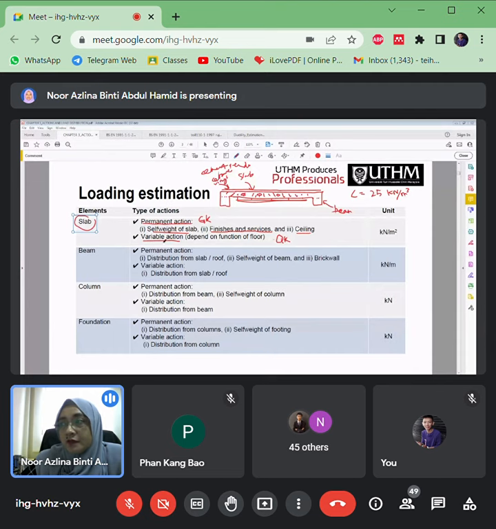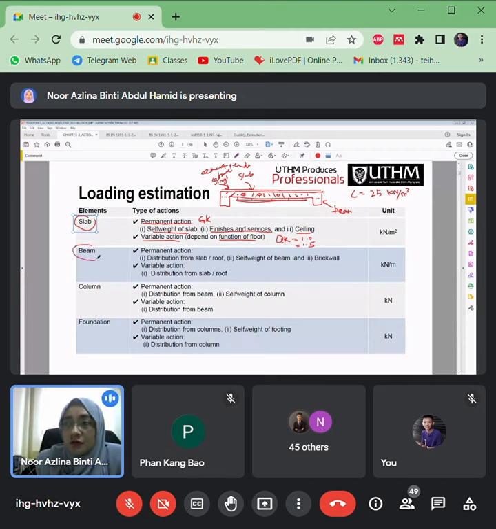And then variables, which depend on the function of that floor. Maybe for a kitchen, the QK is equal to 1.0. For a classroom, the QK is 1.5. So that's why you have to refer to the Eurocodes, in the tables, depending on the function of the floor.